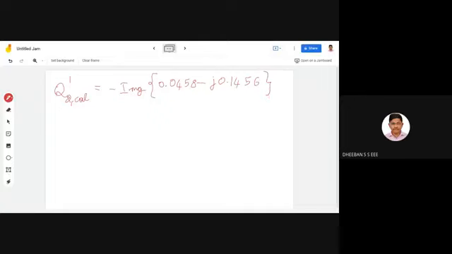So now over here, to get this value, first you have to take the imaginary part alone, that is this part alone you have to consider, and after that you have to negate it with minus. So this becomes minus of minus j, so we are considering the imaginary part, so j can be removed, 0.1456. Okay, so now we have to multiply the minus inside. It will be Q2 calculated equal to 0.1456 per unit.